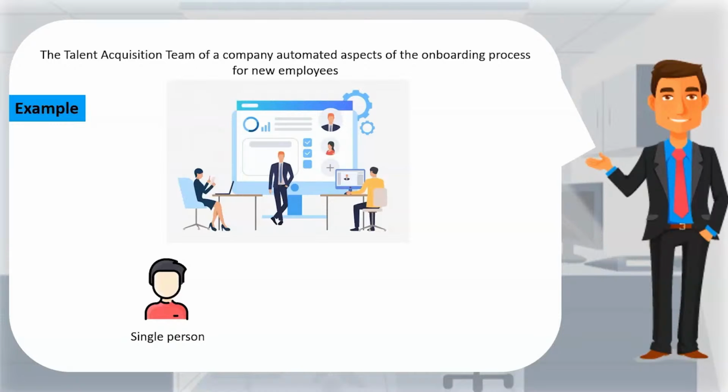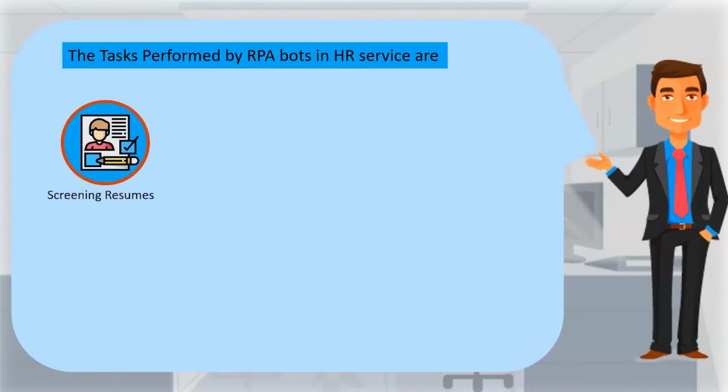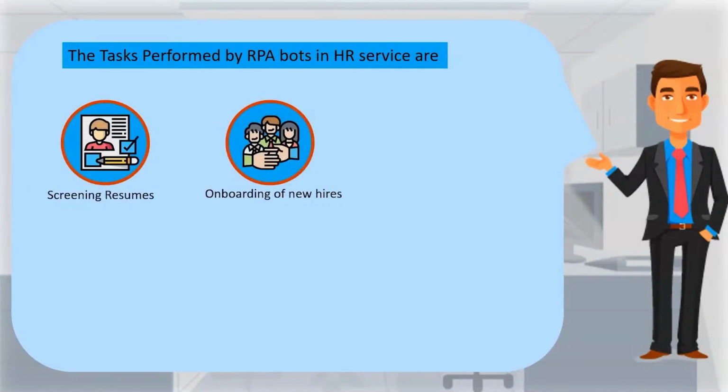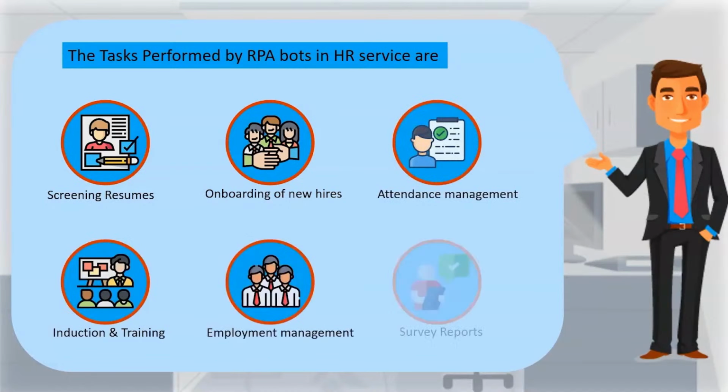This is the type of work that no one wants to do day after day. The company understands that an HR department wants to provide a digital and straightforward experience. The task required a lot of copy and paste activities. With the implementation of RPA, the bot completed the onboarding paperwork in less time, allowing HR to spend more time on corporate social responsibilities, hiring talent, initiatives, and improving a company's reputation. The tasks performed by RPA bots in HR service are screening resumes, onboarding of new hires, attendance management, induction and training, employment management, and survey reports.